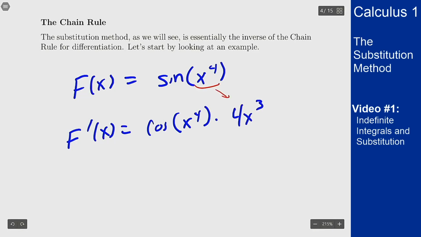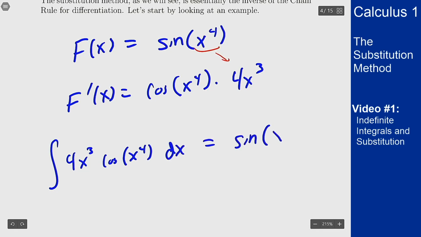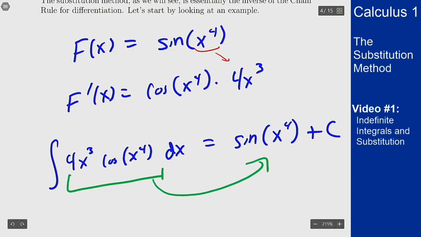So what does this tell me? Well, this tells me that if I were to integrate 4x cubed times cosine of x to the fourth dx, I should get sine of x to the fourth plus c. Because the derivative of sine of x to the fourth is 4x cubed cosine of x to the fourth, this is how the relationship should work. But now how can I identify this as something that would integrate over here?